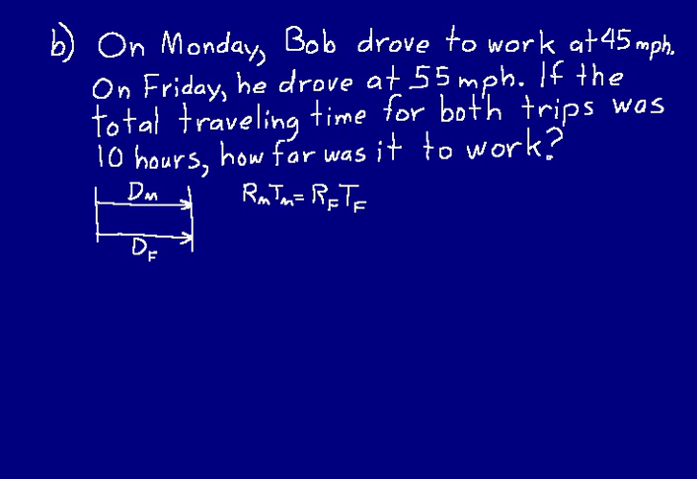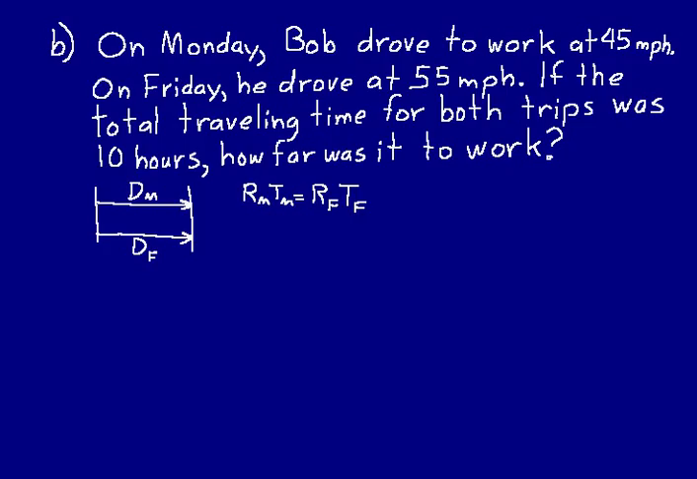TF. The rate times time on Monday, that's how we'll figure out the distance here, because they've given us some rates and some information about time. So that's why we have to change it to RMTM equals RFTF instead of just DM equals DF. So we have one equation with 4 unknowns there. That means we need 3 more equations.